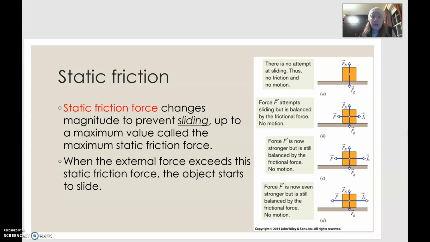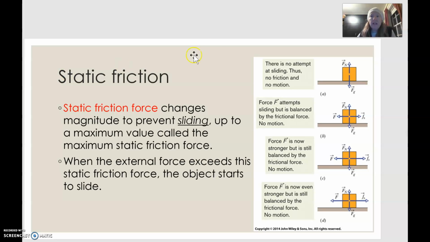This is the type of friction that is going to change magnitude, in other words, get larger and larger to prevent sliding or slipping. And it will reach a maximum value called the maximum static friction force. And then if that maximum is exceeded, then that object will start to slip or slide.